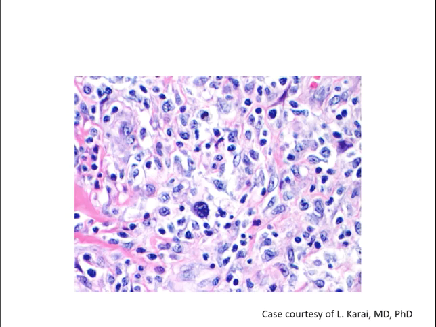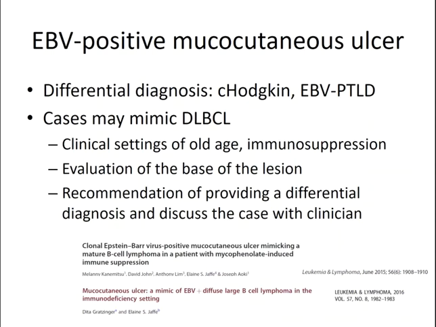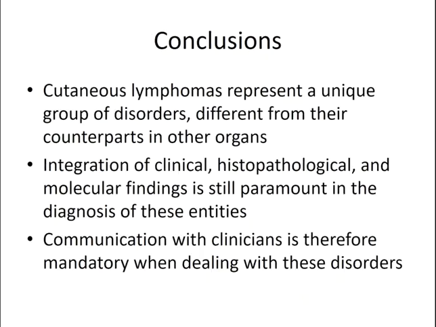Just to leave you with this image, it looks awful. Sometimes looks like diffuse large B-cell lymphoma. And even for Dr. Jaffe, who is the expert, sometimes what she recommends is provide a differential diagnosis if you don't know the clinical. So before making a diagnosis of diffuse large B-cell lymphoma and trigger all the chemotherapy and all the aggressive therapy, call your clinicians and say, is this just an ulcer, just a solitary ulcer? Sometimes you have to just leave it with that.